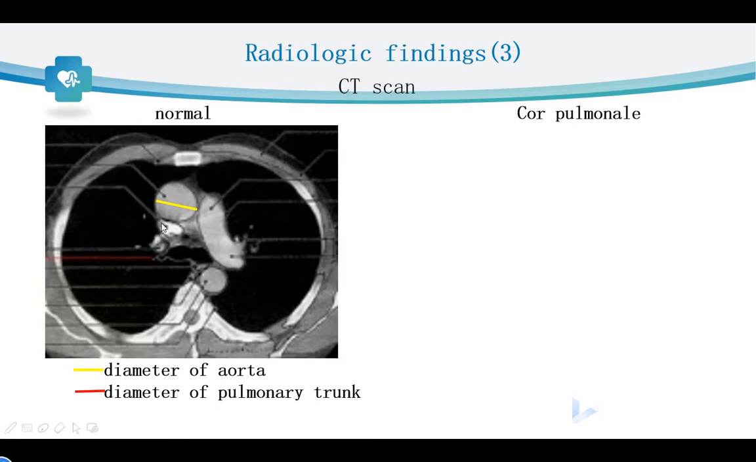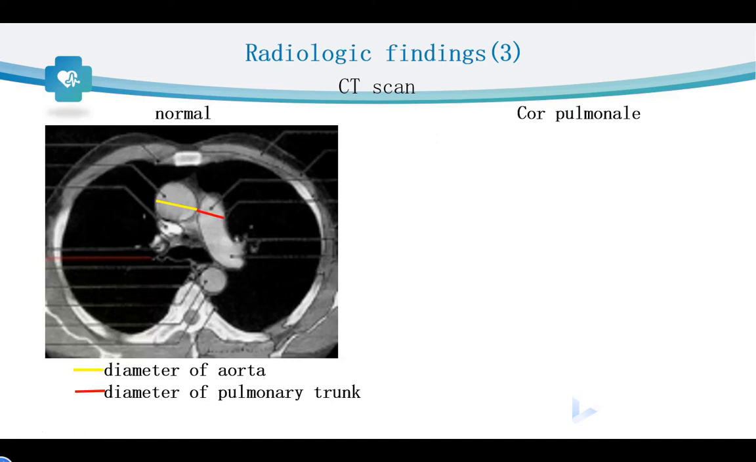Here shows the aorta, and the yellow line shows the diameter of the aorta. Here shows the pulmonary trunk, the left pulmonary artery, and the right pulmonary artery. The yellow line shows the diameter of the pulmonary trunk. In normal condition, the diameter of the aorta is wider than the diameter of the pulmonary trunk.